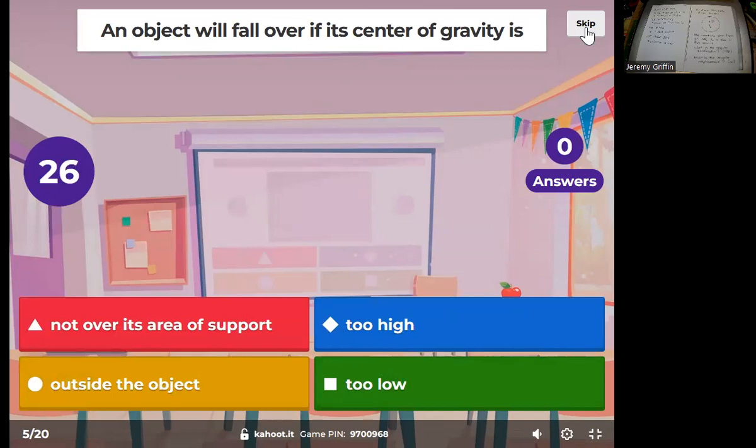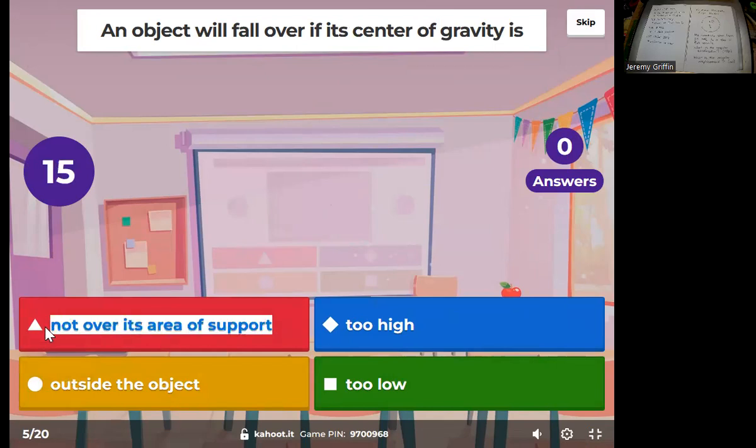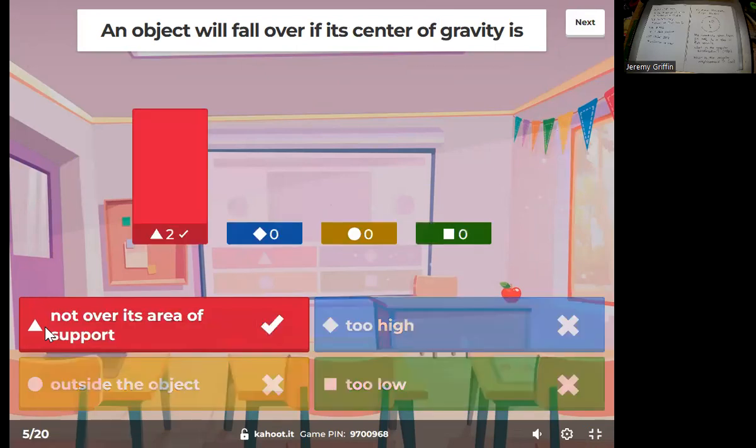An object will fall over if the center of gravity is... Ooh, how about? Remember I was saying if you put your heels against the wall and try to reach down, touch your toes. Once your center of mass leaves your area of support, which is just the bottom of your shoes, you're going to topple over. So it's outside the base of support.